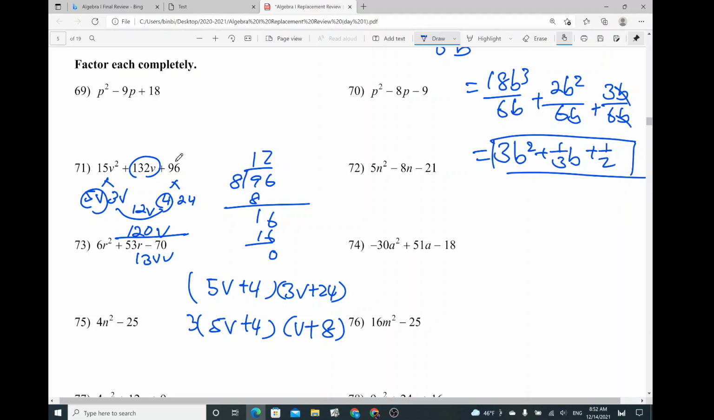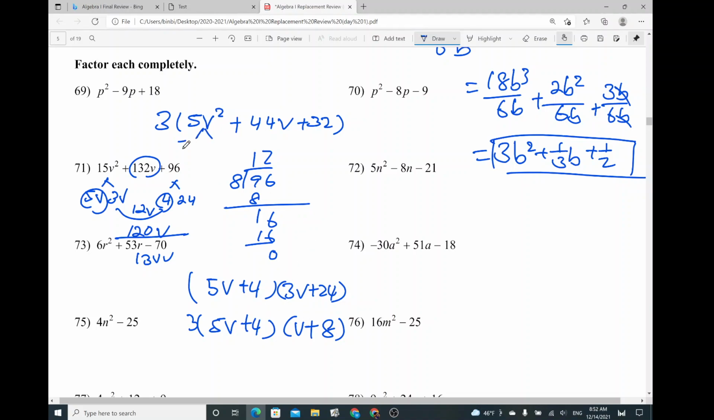So we can pull that out first, and then factor it. Once you pull it out, we just reduce down the coefficients: 5v squared plus 132 divided by 3, which is 44, and then 96 divided by 3, which is 32. If you try to do it this way, eventually you end up with the same thing. So 5v plus 4, and then v plus 8.